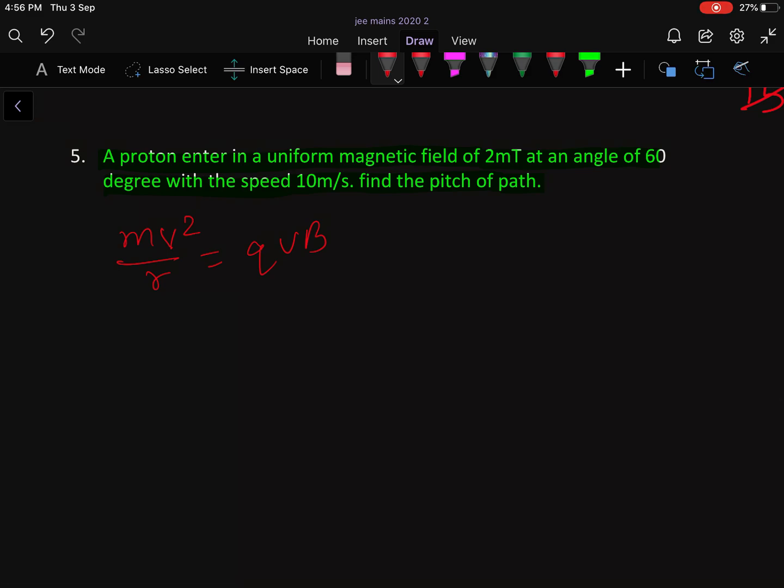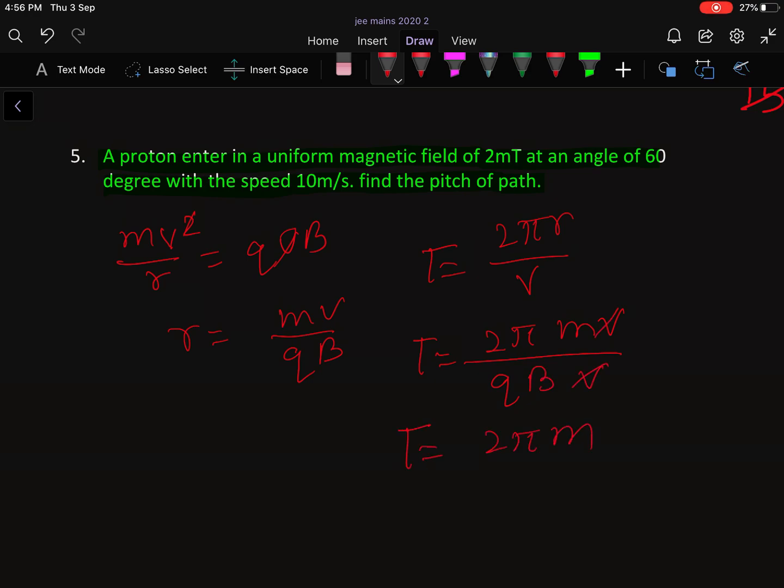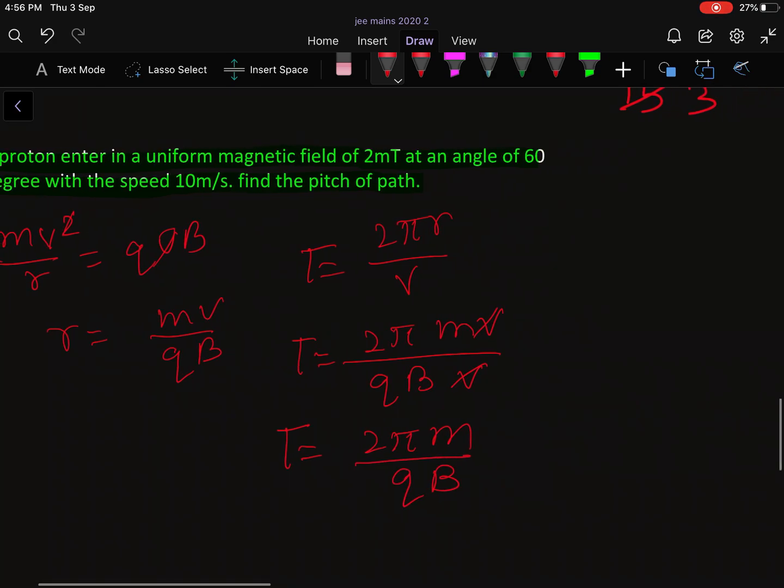So you know that r will become mv by qB, since v gets cancelled, and the time period is 2 pi r by v. So use it. The time period will be 2 pi m by qB. So you know that the time period of the circular motion will be this much.